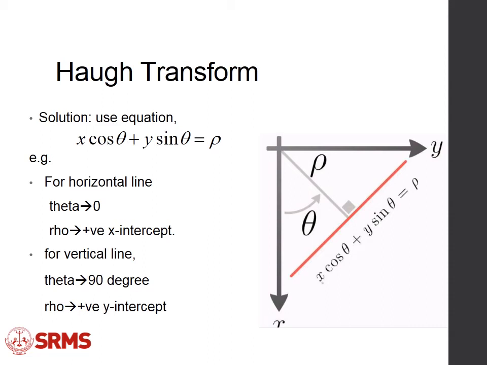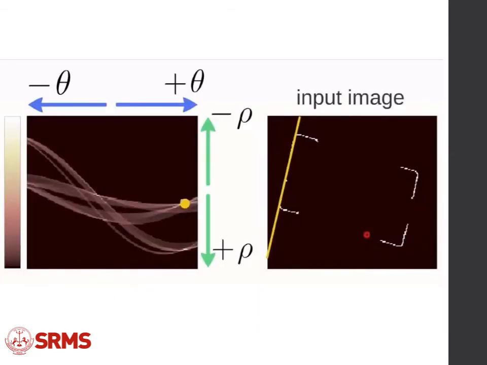For a horizontal line, theta is equal to 0, and for the perpendicular line it is 90 degrees. Rho tends towards positive for the x intercept. For vertical lines, theta is equal to 90 degrees and rho tends towards positive for y. Now minus theta and plus theta, minus rho and plus rho can be shown in the above direction.